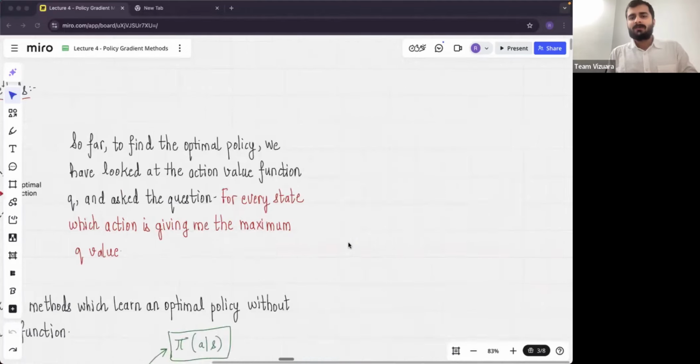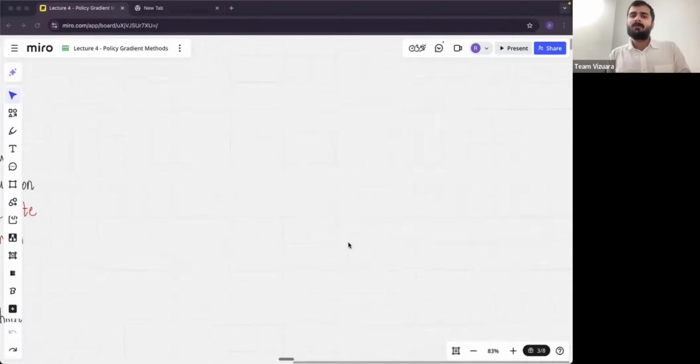So let's first of all do a small recap of what we have done so far. The question that we have always been interested in reinforcement learning is that if I am in a specific state, then what action should I take in that specific state? And this is told to us by the policy of our agent.